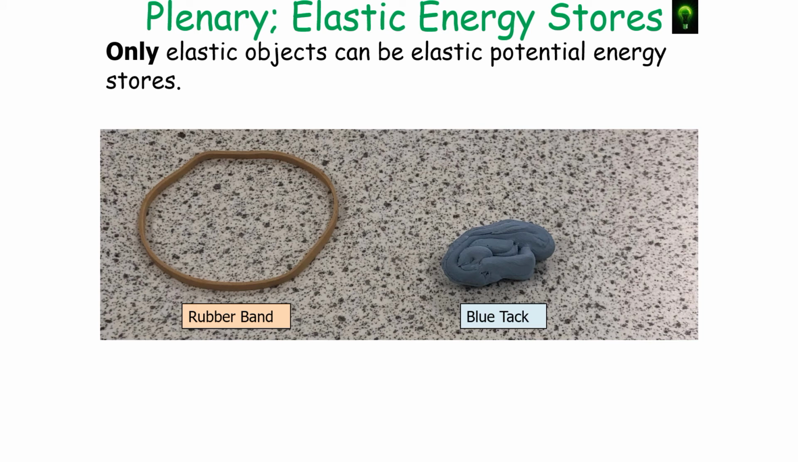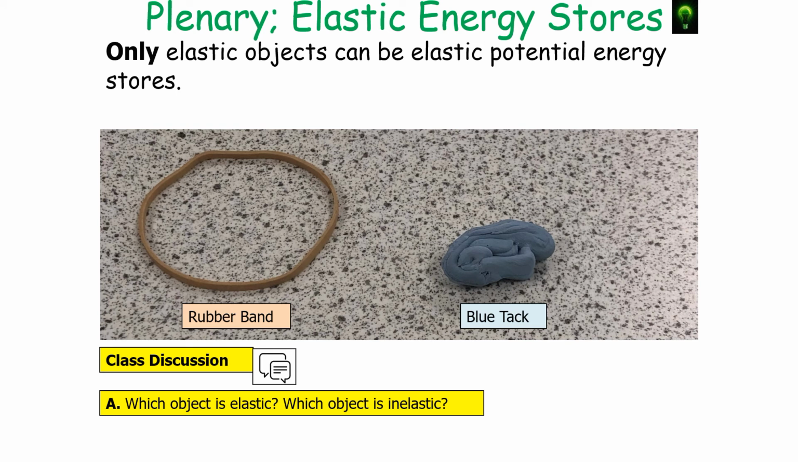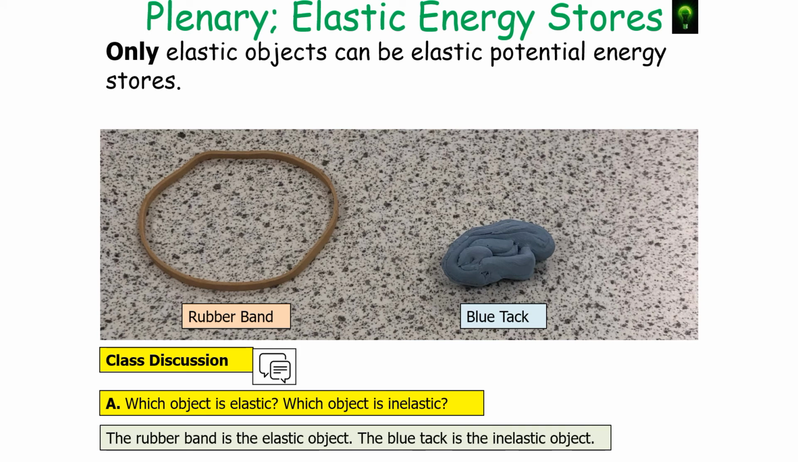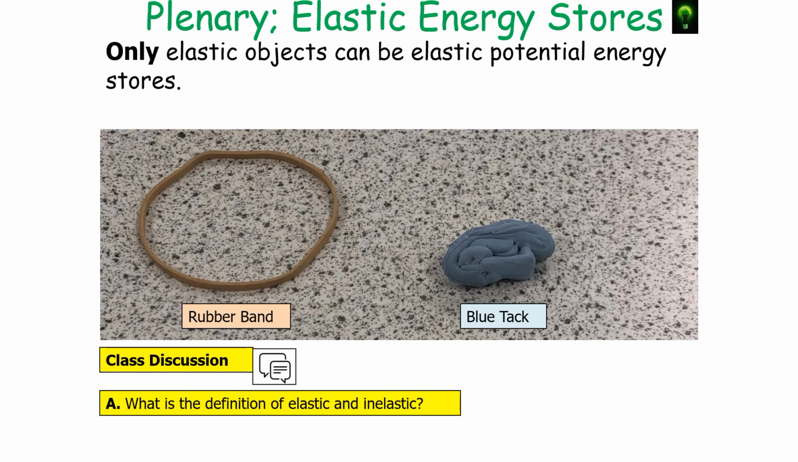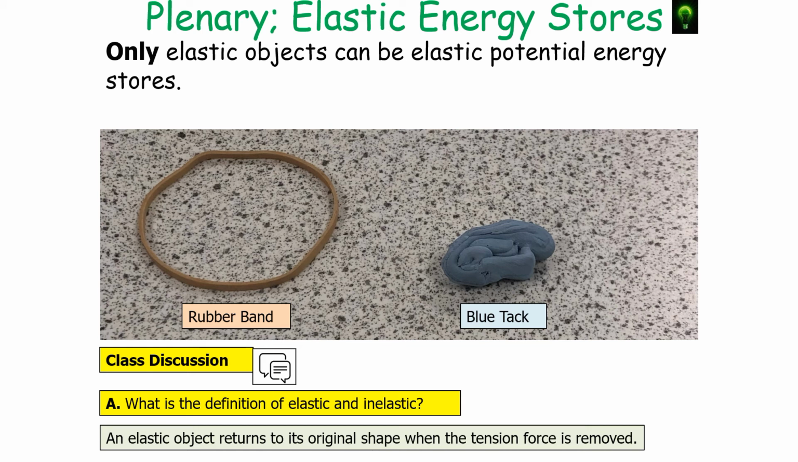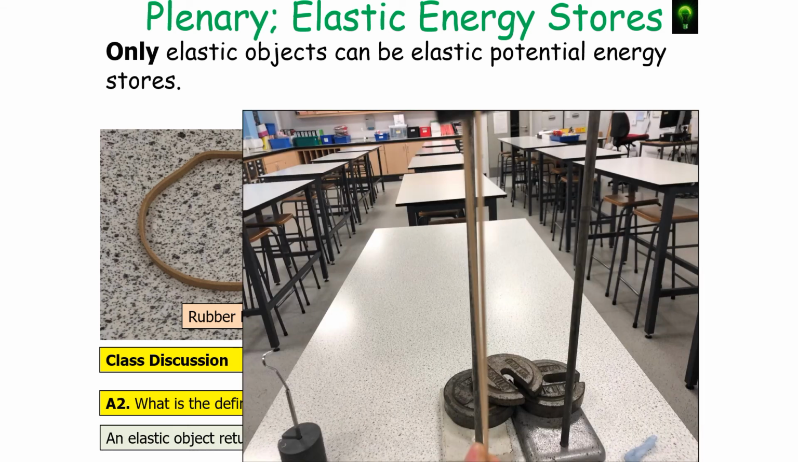Also note that only elastic objects can be potential energy stores. So in this example, which objects are elastic and which objects are inelastic? A rubber band is an elastic object whilst blue tack is an inelastic object. This allows us to come up with definitions. An elastic object is an object that returns to its original shape when the tension force causing it to stretch is removed. For example, you can place a tension force on the rubber band, and then release that force and it will go back to its original shape.